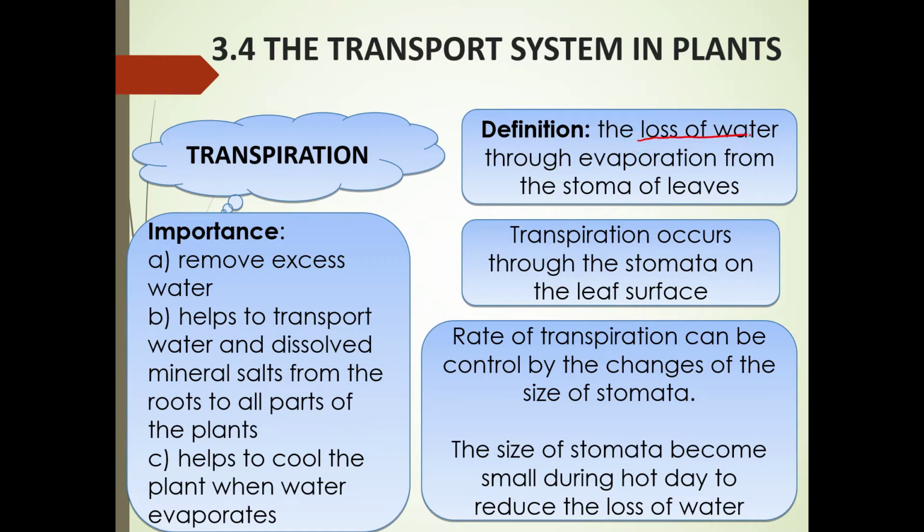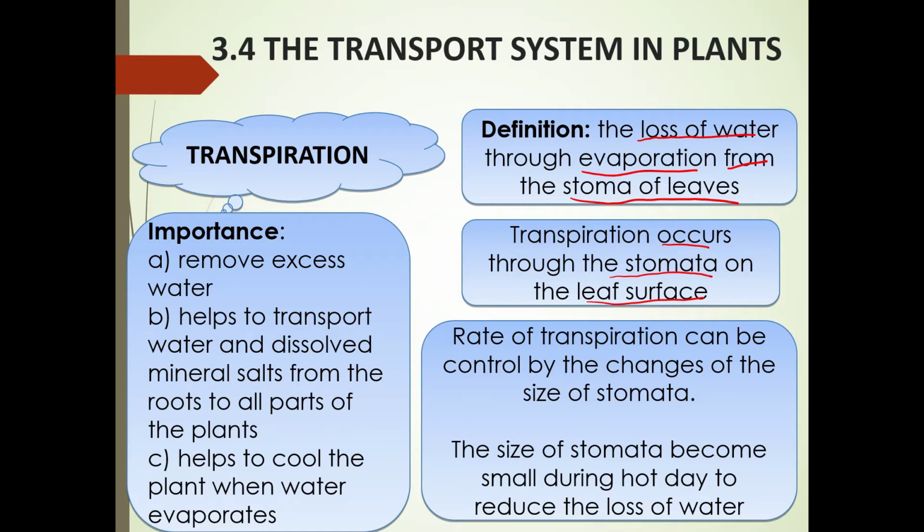So what is the process of evaporation? That is the process of a liquid changing to gas vapor. The evaporation can occur at any temperature. Through evaporation from the stoma of the leaf. And we already know what the stoma is. The stoma is the opening structure in the leaf that allows gas and water to enter through the leaf. And transpiration occurs through the stomata on the leaf surface, which means transpiration occurs on the leaf surface.